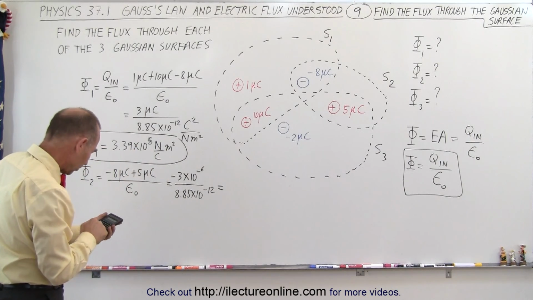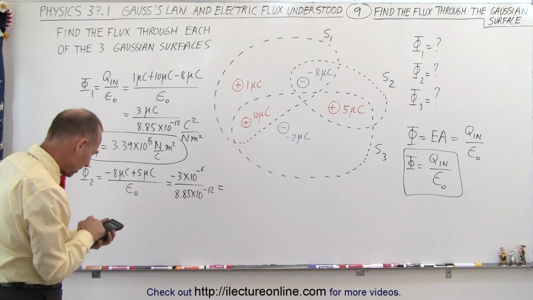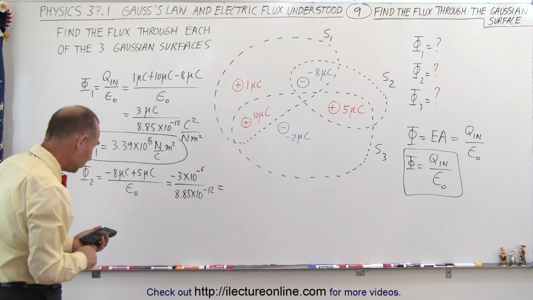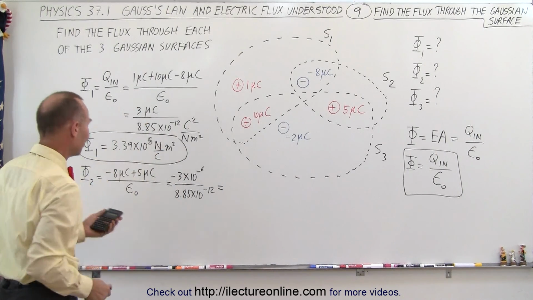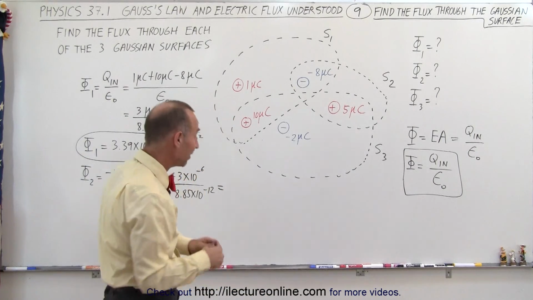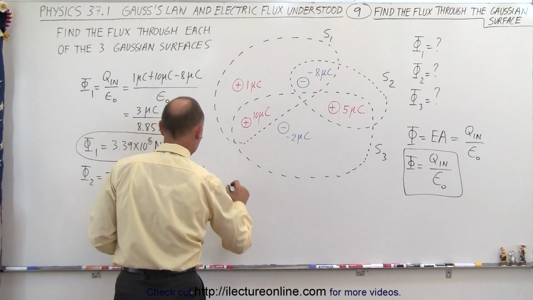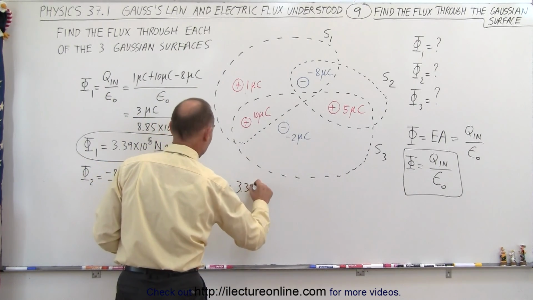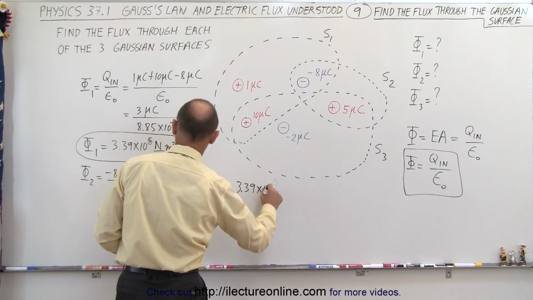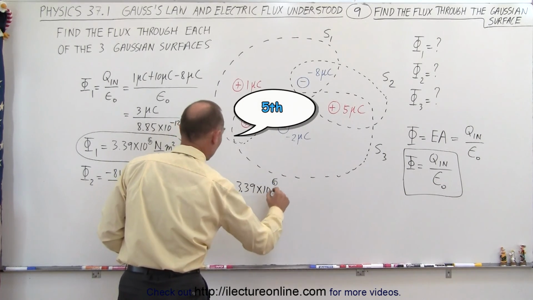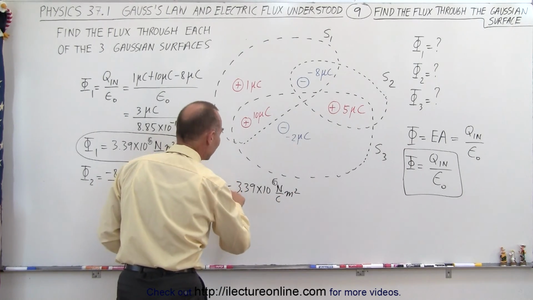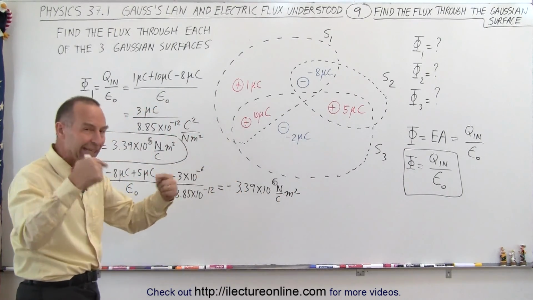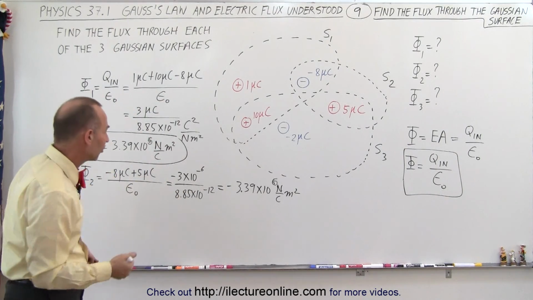So let's do this one. It's 3 e to the minus 6 divided by 8.85 e to the minus 12, which is equal to, wow, exactly the same? Well, it has to be the same because the magnitude is the same. I didn't even realize that. So we end up with a negative 3.39 times 10 to the 6th newtons per coulomb times meter squared. And of course, the negative simply indicates that the flux is in instead of out of the surface.